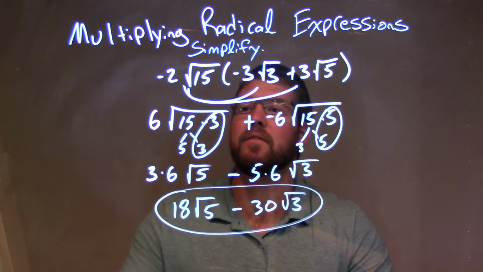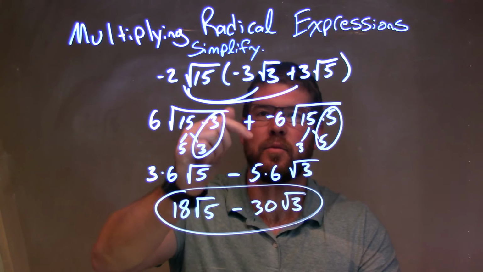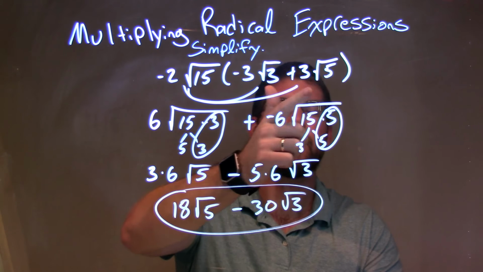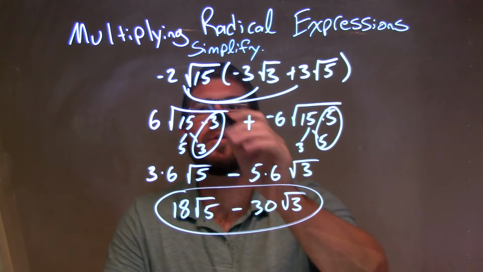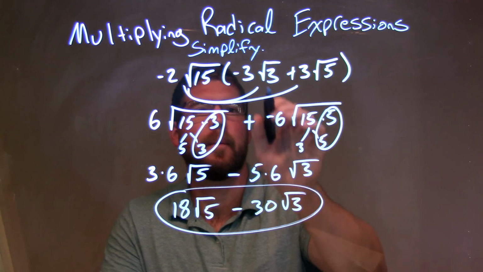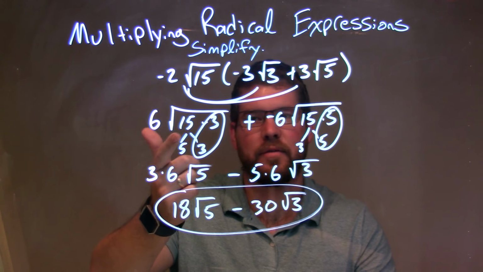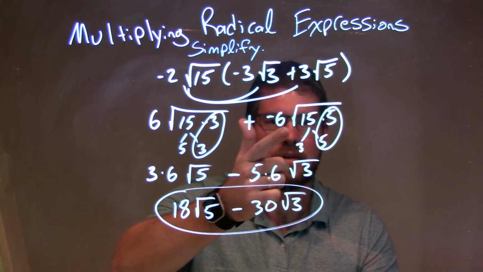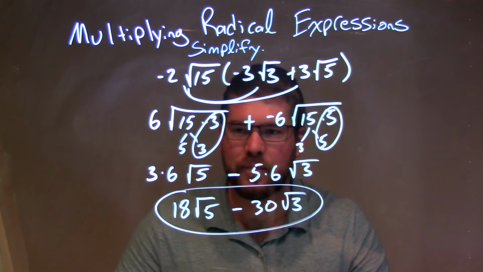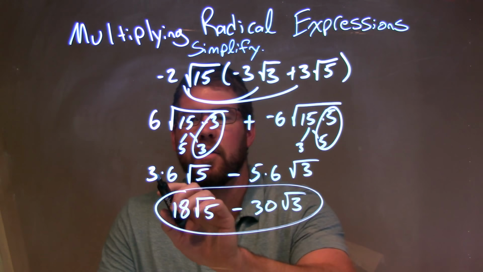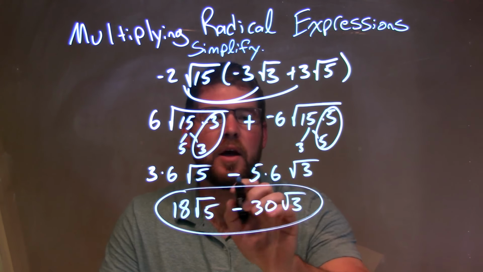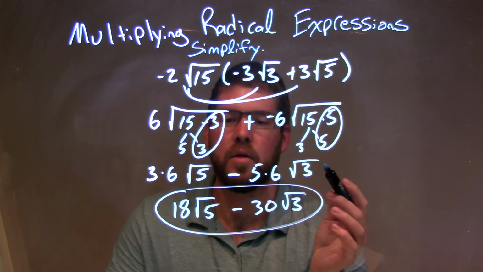So let's recap. We're given -2 times the square root of 15 times parentheses, -3 square root of 3 plus 3 square root of 5. We distribute the -2 times the square root of 15 to both parts, okay, giving us here 6 times the square root of 15 times 3 plus -6 times the square root of 15 times 5. We simplified each one and got 3 times 6 times the square root of 5 minus 5 times 6 times the square root of 3.